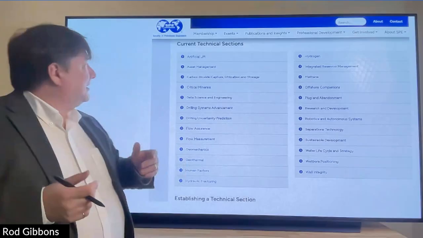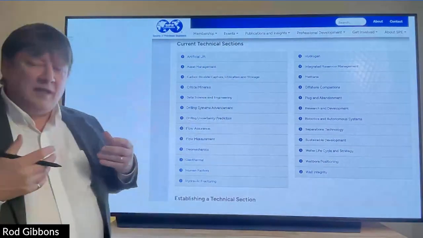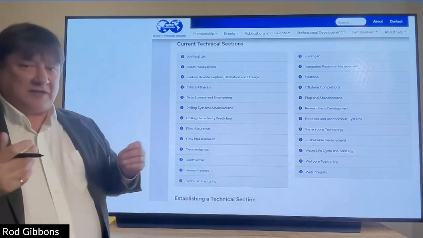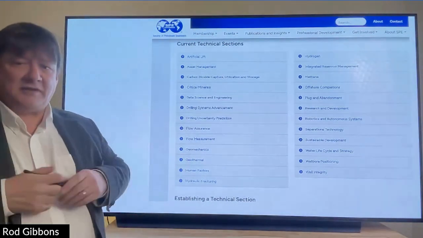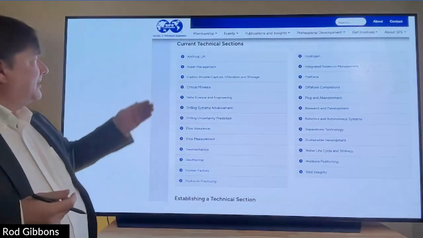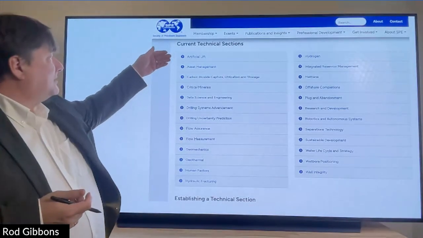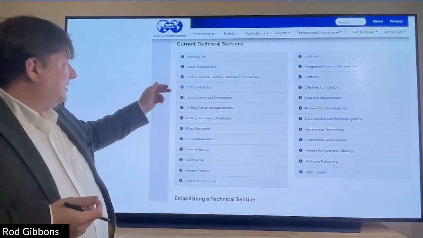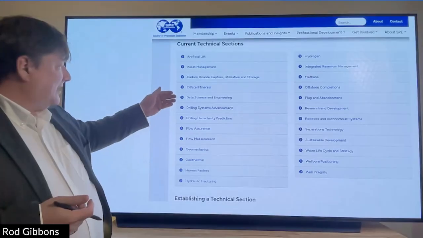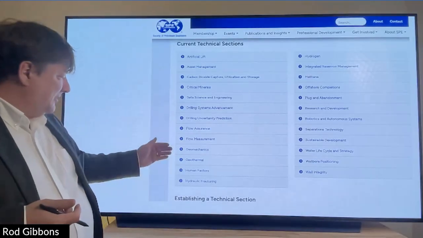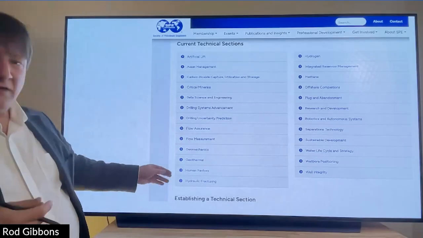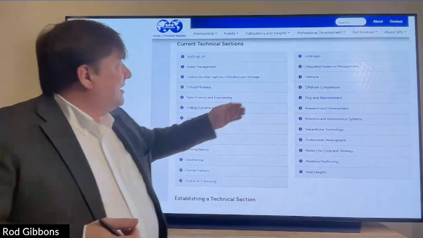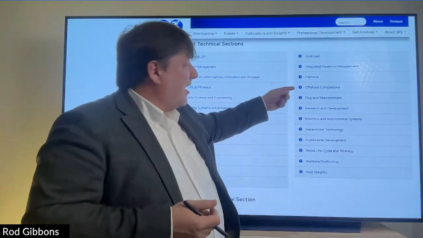But we also have technical sections. That's where different technical disciplines come together to discuss technical issues, to write papers, to debate. Some of the current technical sections: artificial lift, asset management, carbon capture and storage, critical minerals, data science, drilling, flow assurance, geothermal, human factors, which is around human engineering and safety, hydrogen, reservoir management, offshore completions.